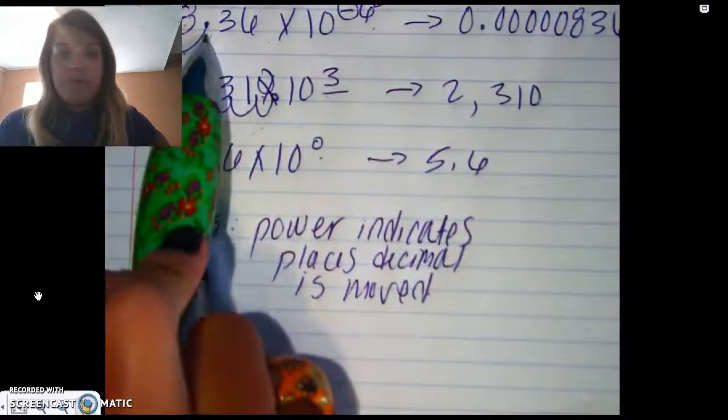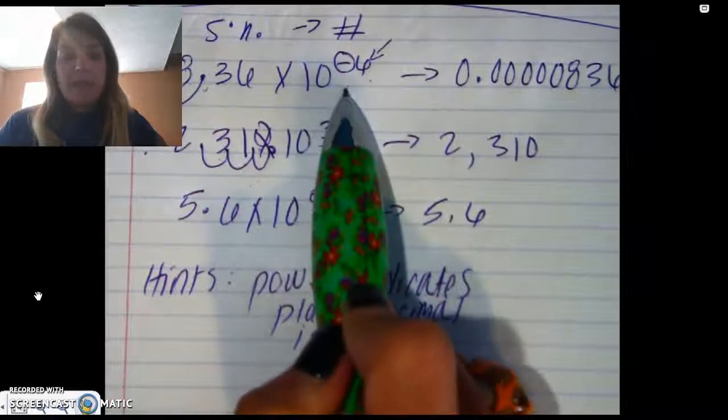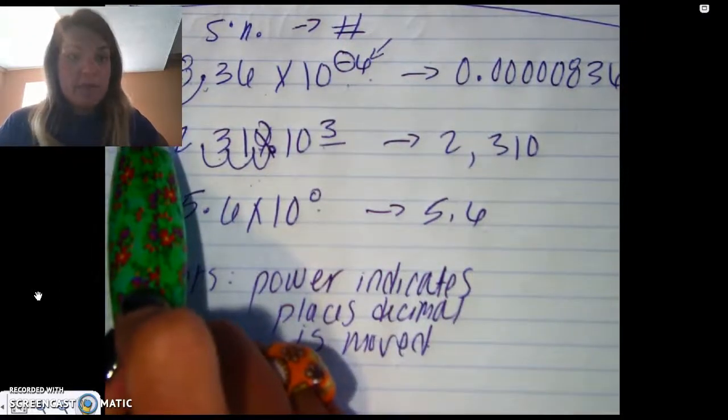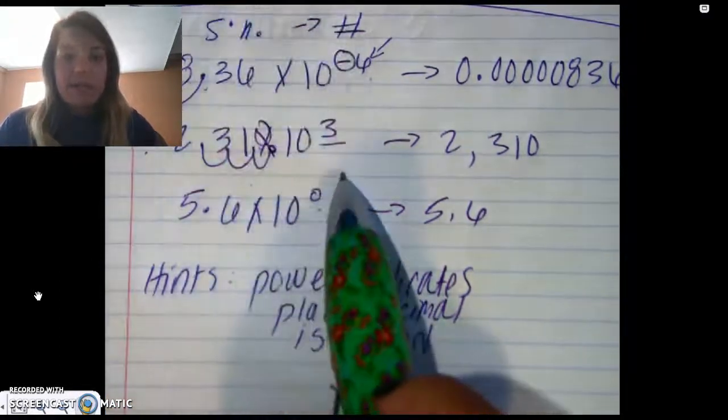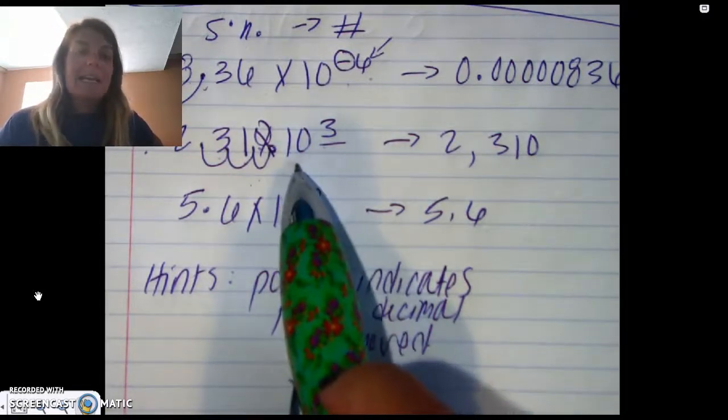If I'm going from scientific notation to a number, and I have a negative exponent, that means I have to put the zeros to the left of the number. And if I have a positive exponent, that means that I'm going to be making the number bigger, which means the zeros have to go behind the value.